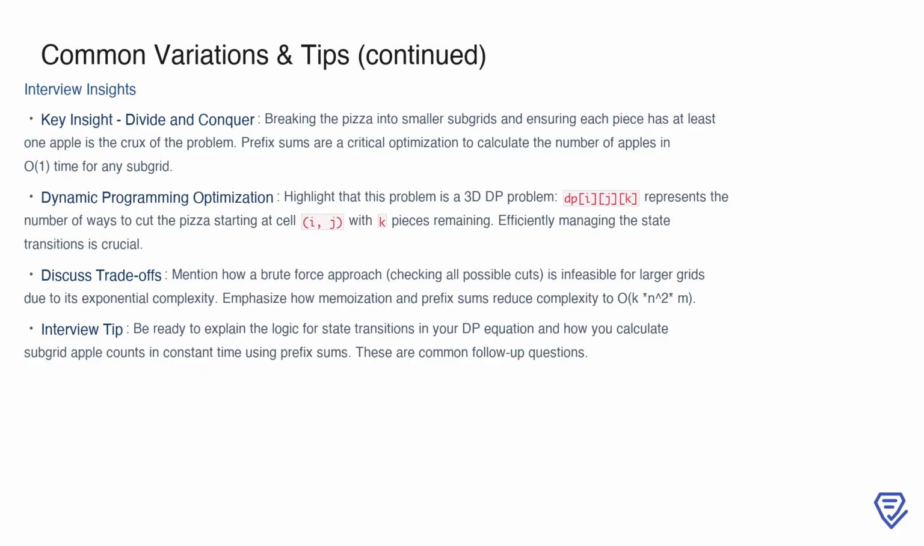It's also important to understand the trade-offs involved. A brute force method, which checks all possible cuts, would quickly become infeasible for larger grids due to its exponential complexity. However, by leveraging memoization and prefix sums, you can reduce the complexity significantly to O(K * N^2 * M). Finally, during interviews, you should be prepared to explain the logic behind your DP state transitions and how you calculate subgrid apple counts using prefix sums. These are common follow-up questions that interviewers might ask to assess your understanding of the problem and your optimization techniques.